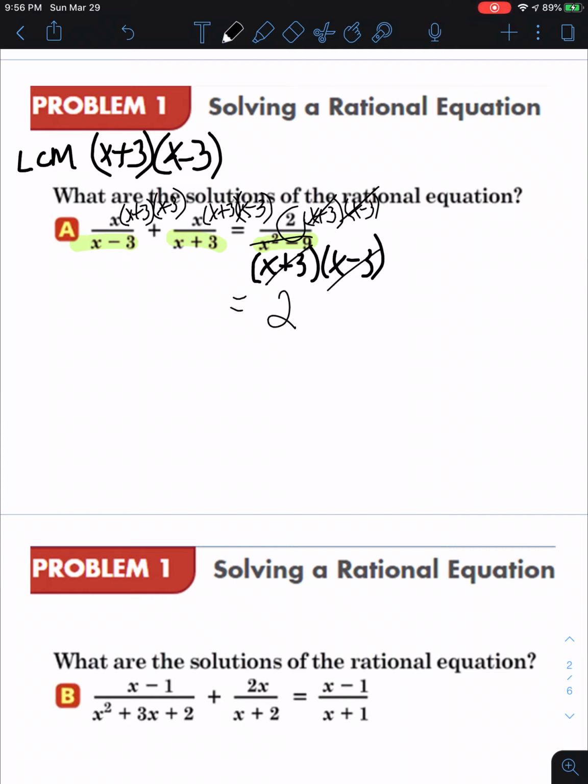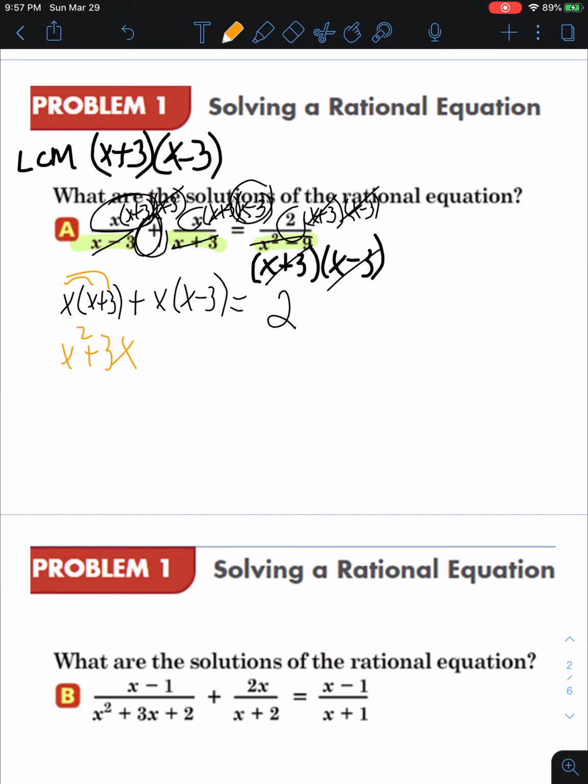Okay, on the left side, I have an x minus 3 and an x minus 3, and that leaves me an x times x plus 3. And on the second term, I see I got a plus 3 and a plus 3, leaving an x and an x minus 3, so this would be plus x times x minus 3. Okay, now if I distribute those, that's going to give me an x squared plus 3x, and this would be plus x squared minus 3x equals 2.